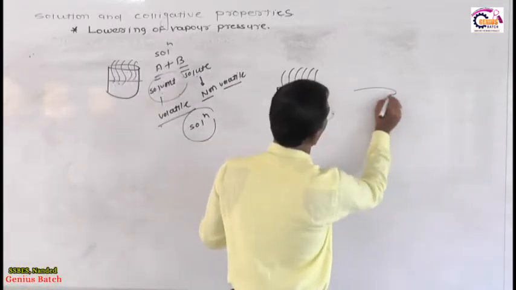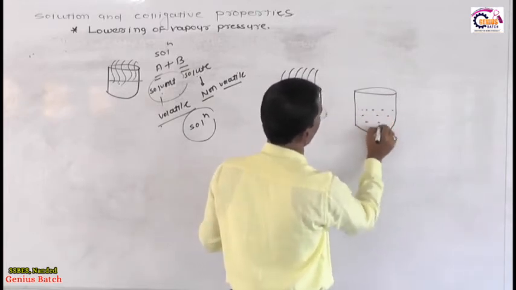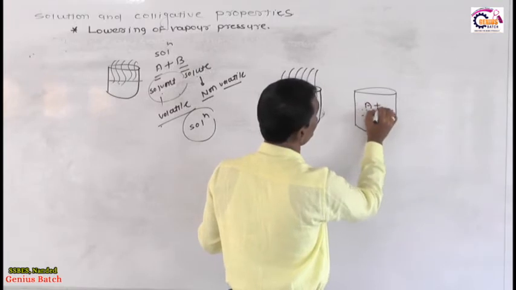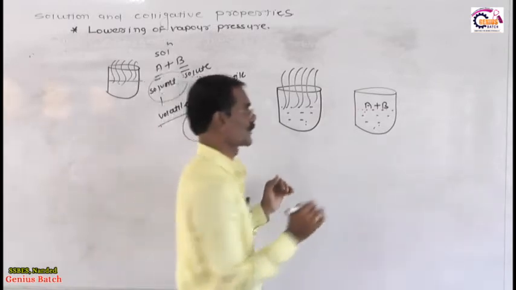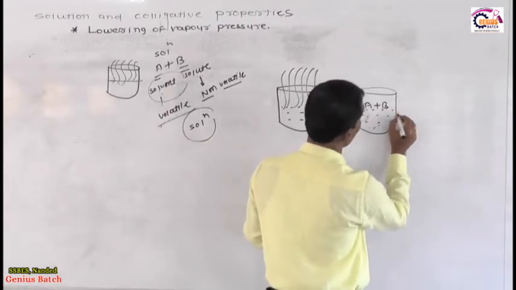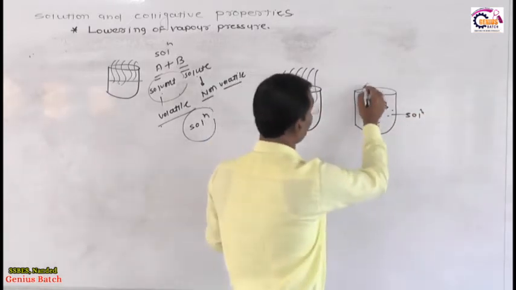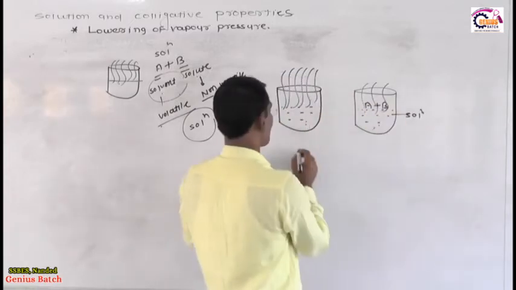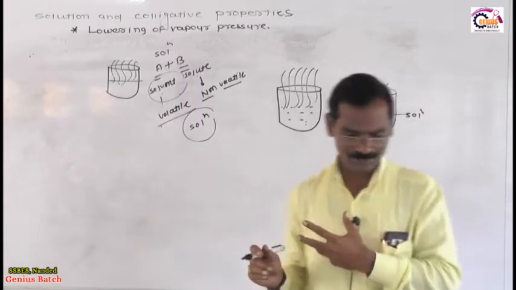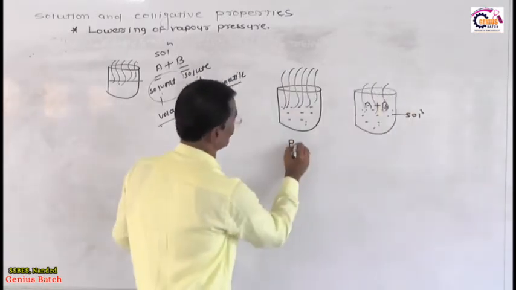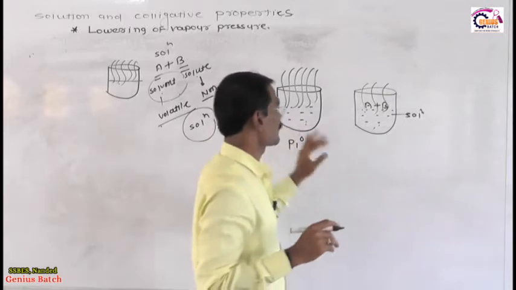Now suppose we consider the second beaker, and in this second beaker we have a solution, that is A plus B. A is a solvent, B is a solute. In this case, the solvent is volatile, but the solute is non-volatile. So this vapor pressure is lower, because the other is the vapor pressure of pure solvent. Listen very carefully. What is the meaning of lowering of vapor pressure? Suppose this is P10. What is the meaning of P10? P10 means the vapor pressure of the pure solvent. And suppose this is P.